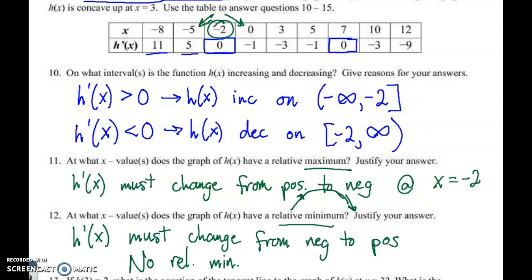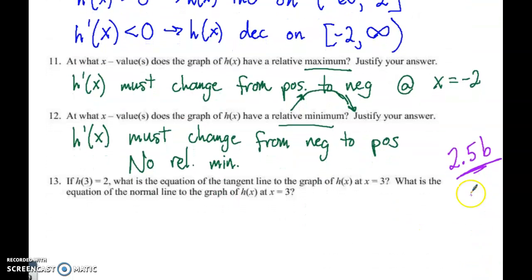So we're continuing on exactly where we left off. If you didn't watch 2.5, the first video, you might want to go back. I'm going to label this 2.5b. And as we look at number 13, this time they give you the point.